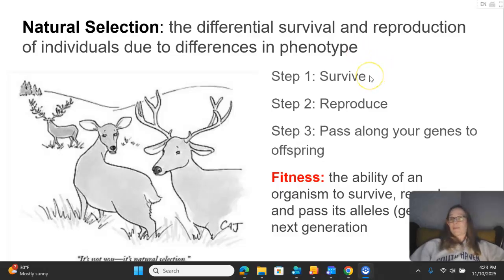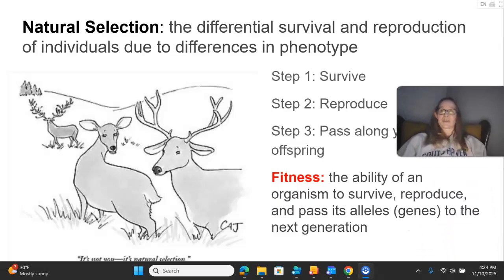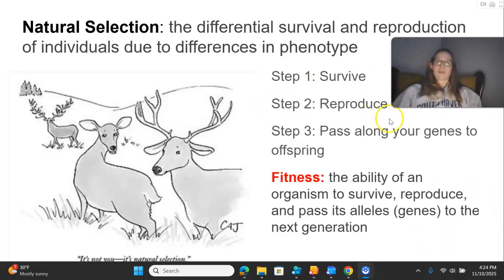So, step one is to survive, right? Don't get eaten. If you have a phenotype or features that allow you to eat a lot of food and not be eaten by predators, that is a really good start to being selected for. Okay. Number two, you need to be able to reproduce. Maybe you're really good at hiding and surviving and eating, but if you cannot find a mate who will reproduce with you, then that is the end of your genetic contribution to the population. You cannot pass along your genes.